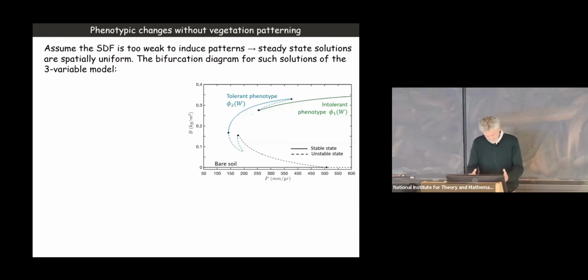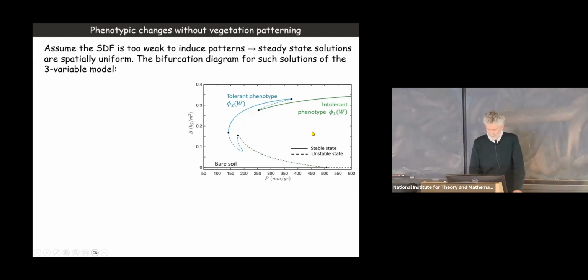So let's now study this model, and I want to consider phenotypic changes without vegetation patterning. This is the first case we consider. This means the scale-dependent feedback is too weak to form patterns, and we have basically spatially uniform solutions. And this is the bifurcation structure for that case.